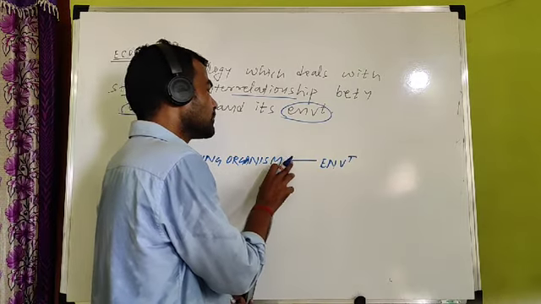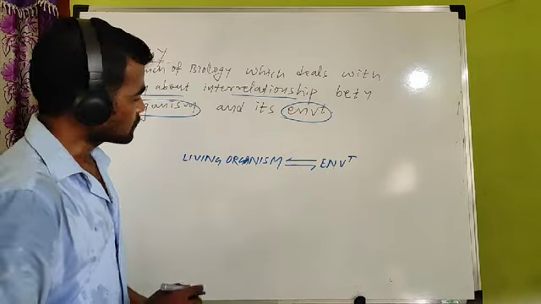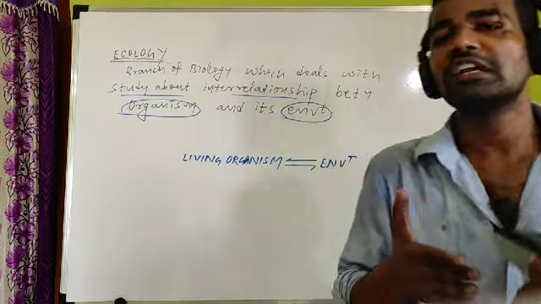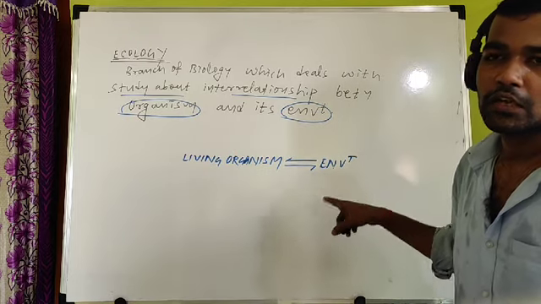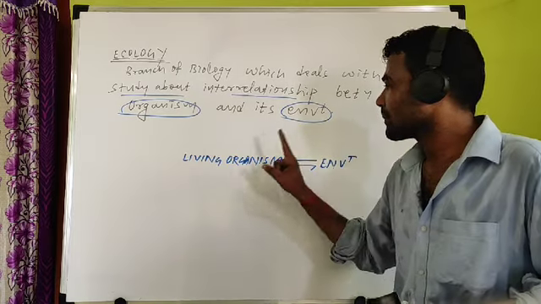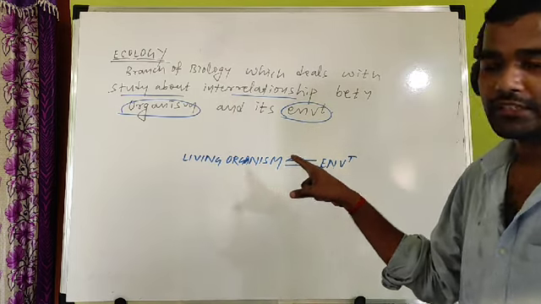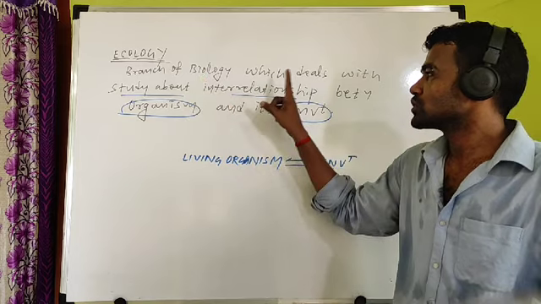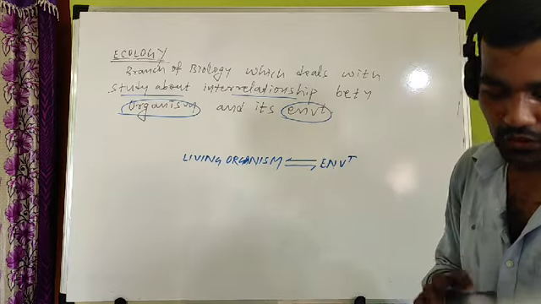Similarly, after the death of plants and animals, their bodies get mixed into the soil. So there is always a reciprocal, reversible relationship. Organism depends on environment, and environment also depends on organism. So it is an interdependent relationship. Organism cannot survive without environment, and environment cannot exist without organism. So the branch of biology which deals with the study of interaction or interrelationship between organism and environment is known as ecology.